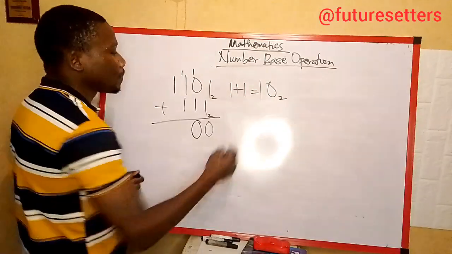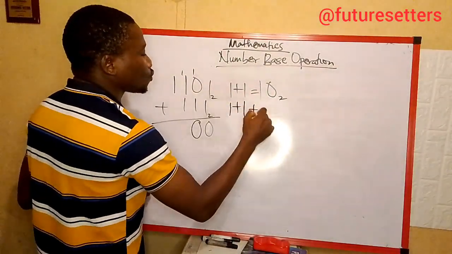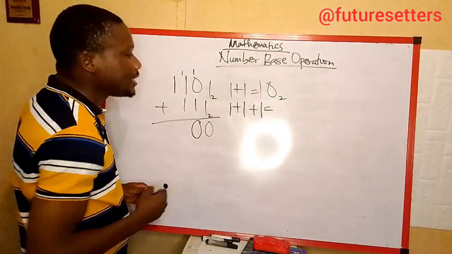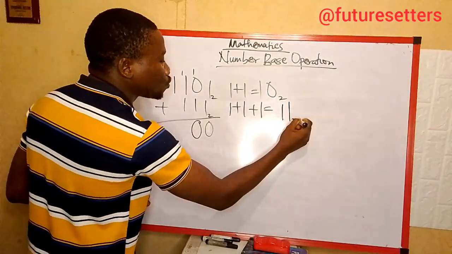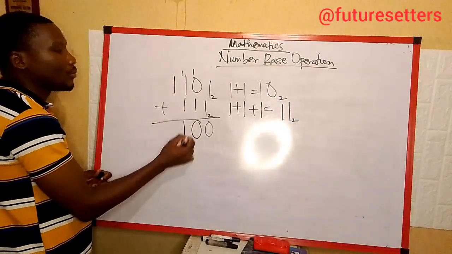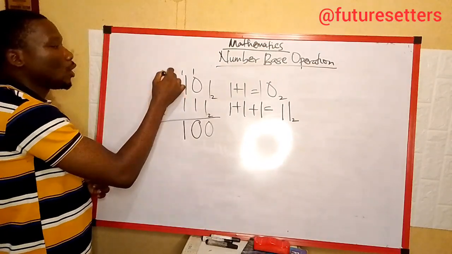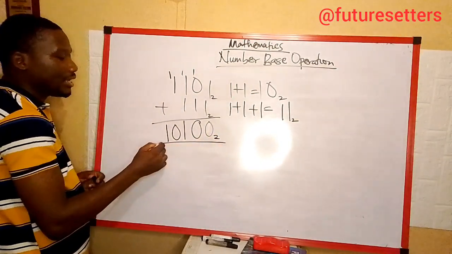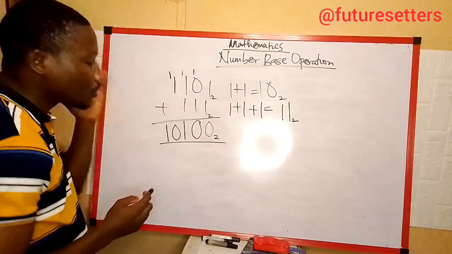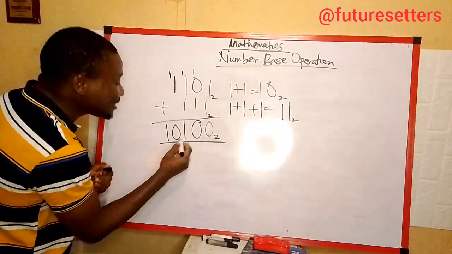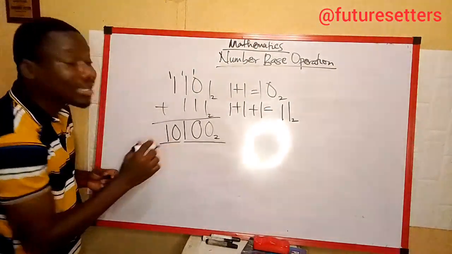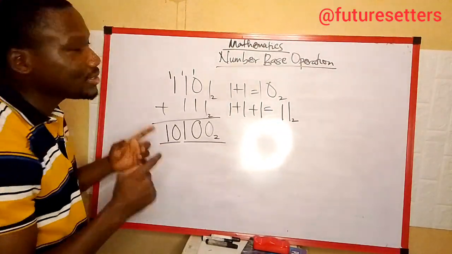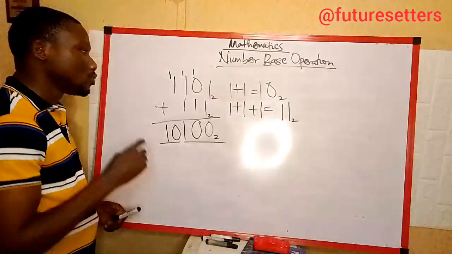The next step, 1 plus 1 plus 1. Now 1 plus 1 plus 1 is not 3. It is 11 in base 2. So we put down 1 and carry 1. 1 plus 1 is 10. So what we have here is 10100 in base 2. It is not ten thousand.